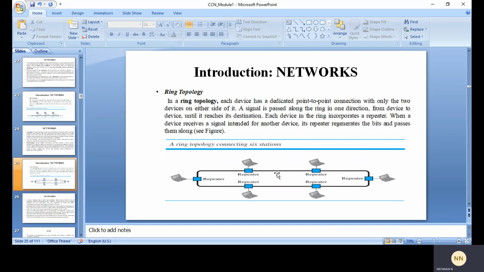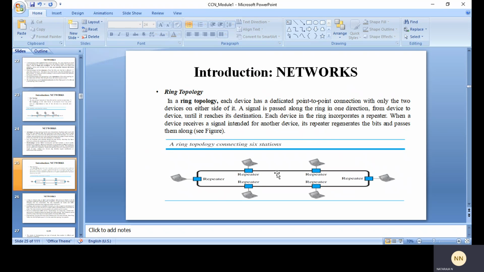Next, coming to the ring topology. In a ring topology, each device has a dedicated point-to-point connection with only the two devices on either side of it. A signal is passed along the ring in one direction, either clockwise or anti-clockwise. We are going to use only one direction, from device to device until it reaches its destination. Each device in the ring incorporates a repeater.